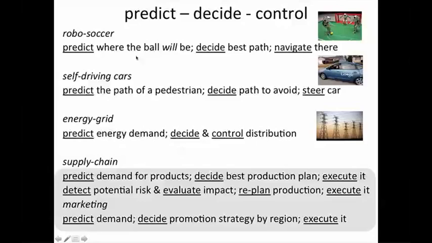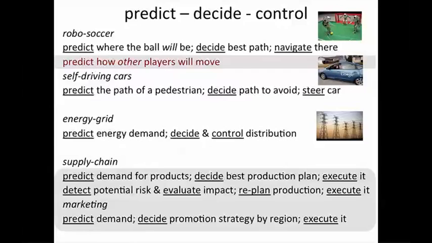The problems above can also be made more complicated. For example, in addition to predicting where the ball will be, one might want to predict how other players will move, and this requires a certain degree of reasoning.